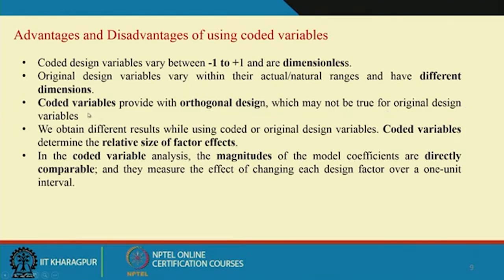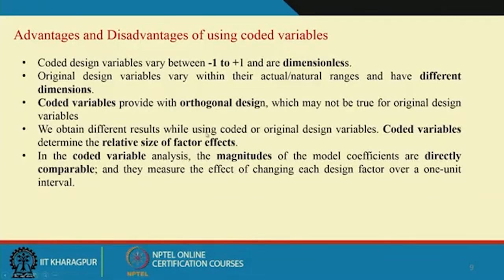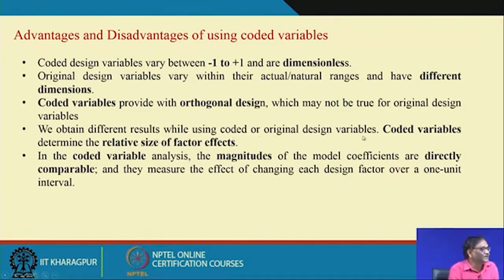Orthogonality means that the dot product of two coded variables, the values if you consider, will become 0. So, the independence part will be important here. We obtain different results while using coded or original design variables. Coded variables determine the relative size of factor effects. In the coded variable analysis, the magnitudes of the model coefficients are directly comparable and they measure the effect of changing each design factor over one unit interval, which is not possible in the original one.